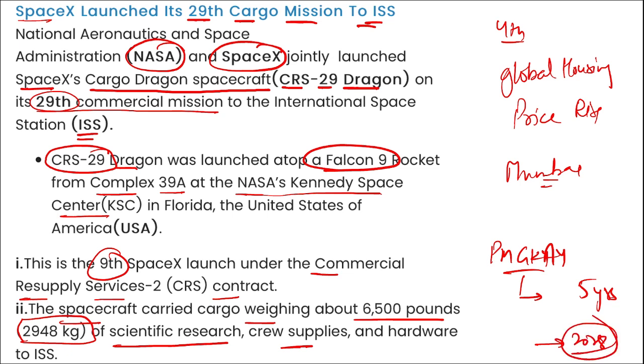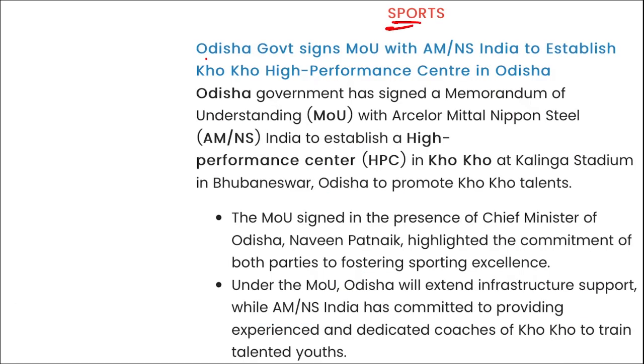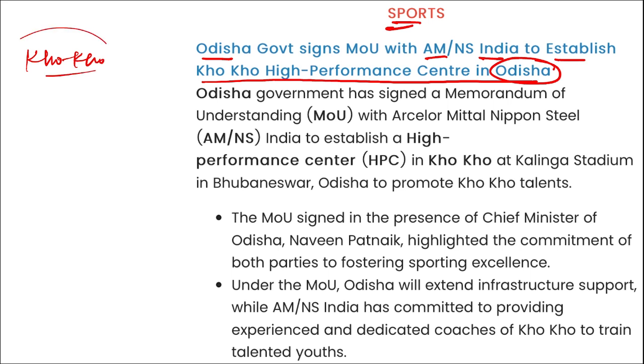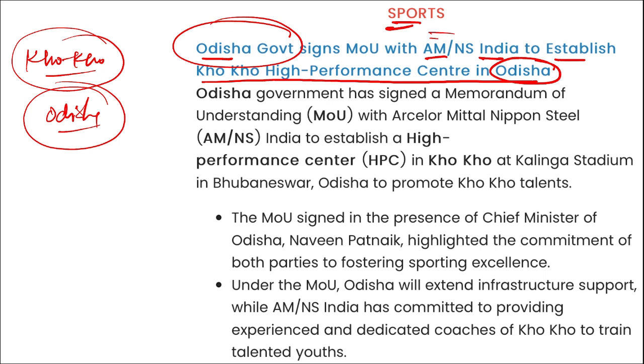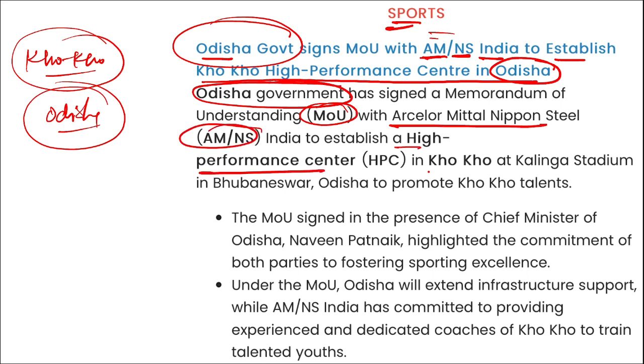That is till 2028. Next, if we are talking about sports, Odisha government signed a memorandum of understanding with AMNS India to establish Kho High Performance Center in Odisha. In order to set up Kho centers, and that too in the state of Odisha, here Odisha government has signed an MOU with AMNS, right? Correct. This is Accelerator Mittal Nippon Steel. AM is Accelerator Mittal, NS is your Nippon Steel. Correct. So it is your Odisha government signed this MOU with Accelerator Mittal Nippon Steel India to establish high performance centers for Kho sport in the Odisha state.